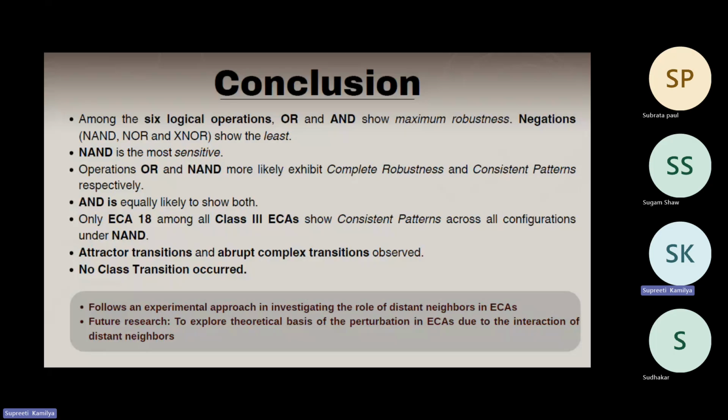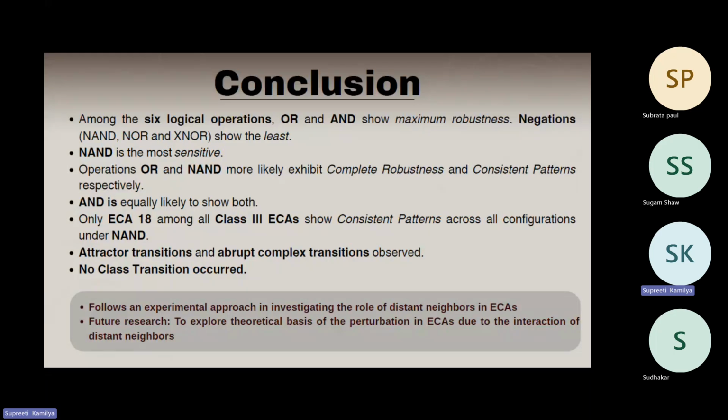Only ECA 18 among all class 3 ECAs shows consistent patterns across all configurations under NAND, and attractor transitions and abrupt complex transitions are observed here as well. The final analysis of our research was that there was no class transition observed. So there is future research we can explore on the theoretical basis of the perturbations in the ECAs due to the interaction of distant neighbors further for complex systems as well.